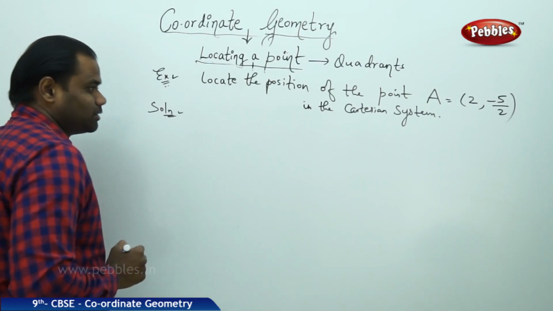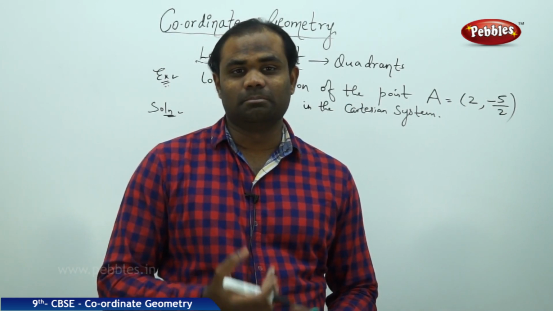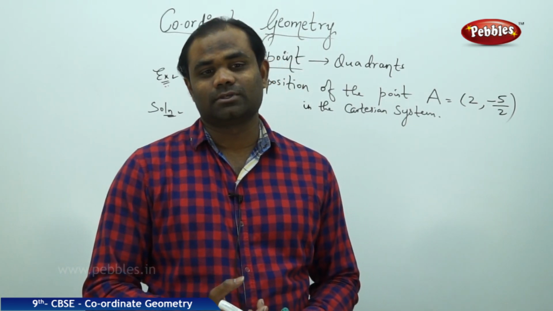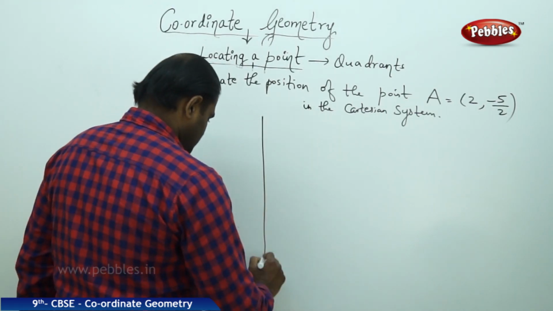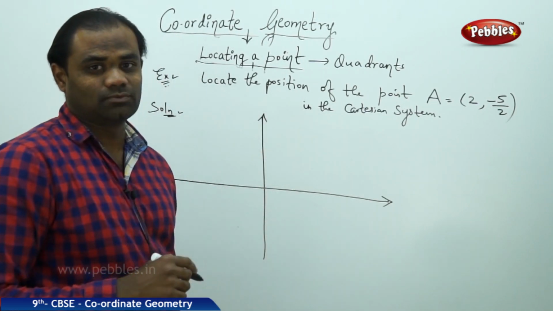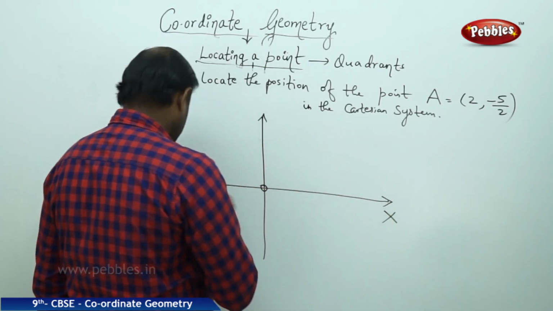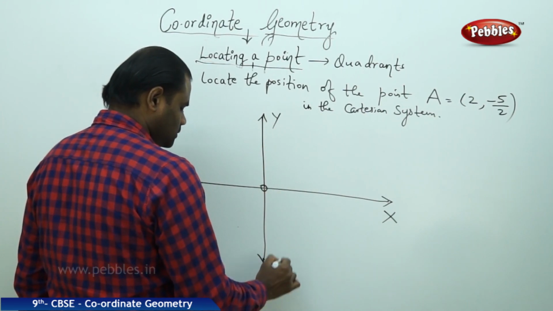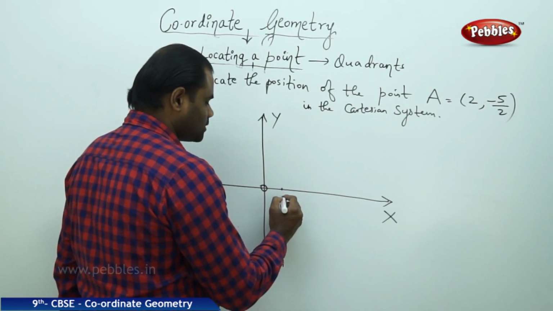The first thing I do before I locate the point is, of course, construct the Cartesian system, the base for locating the point, the base for identifying its quadrants. So let's construct the Cartesian system. The intersection of the horizontal axis and vertical axis is what is called the Cartesian system. They intersect at the origin, this is the x-axis and this is the y-axis. And then let me take some points out here.